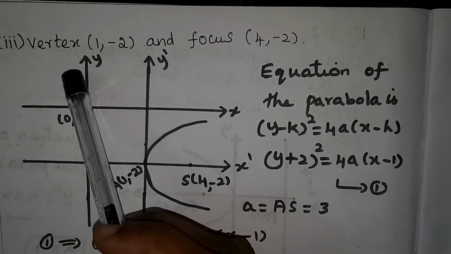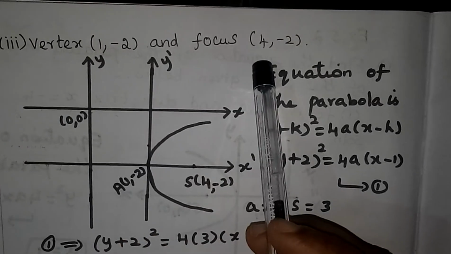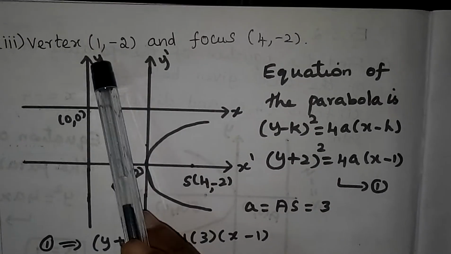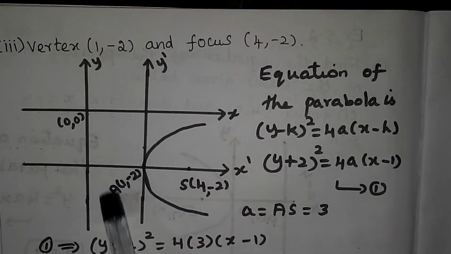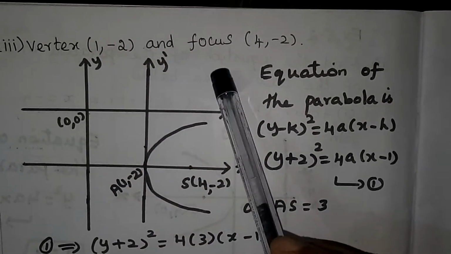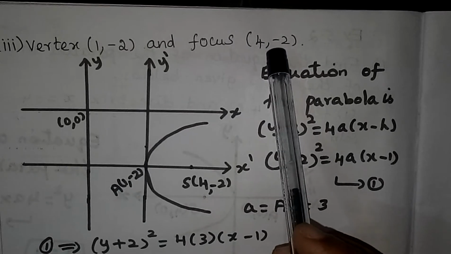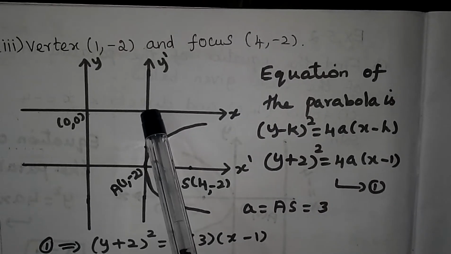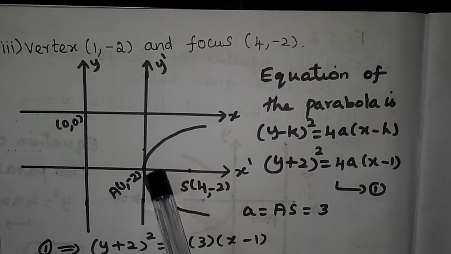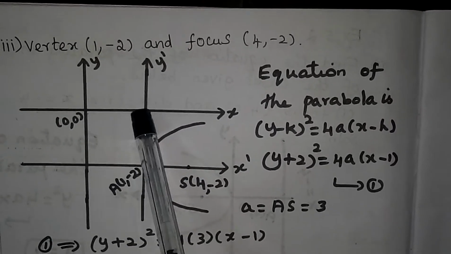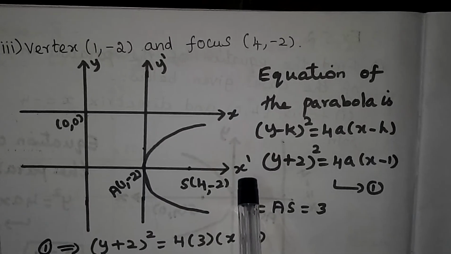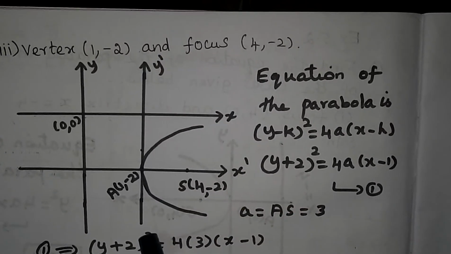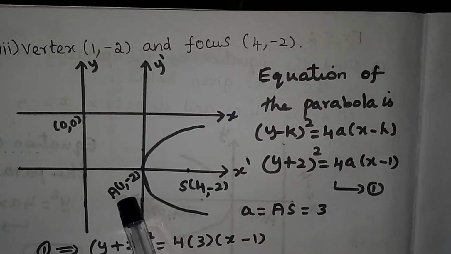Now the third subdivision, the vertex and focus are given. So the vertex is not the origin. First you draw the x-axis, y-axis, and mark the origin. Now you have to take the focus. Focus is 4 comma minus 2. So on the x-axis you take 4, on the y-axis you take minus 2. So 4 comma minus 2 will be somewhere here. Then at this point you draw another x-axis and y-axis. So this is the vertex.